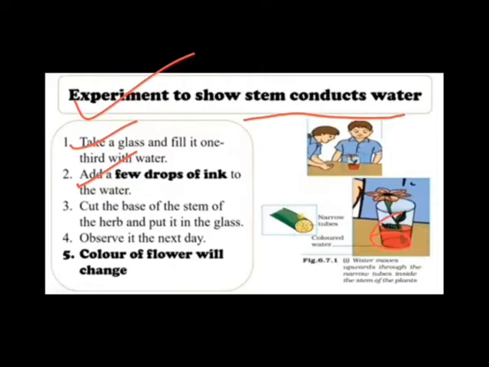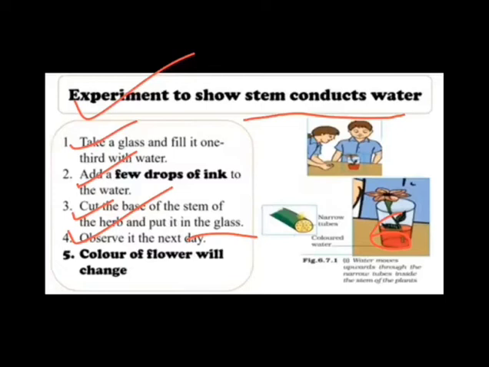After that we have to cut the base of the stem of the herb and put it in the glass, right? We have to leave it for some time and observe it on the next day. So what will we observe? What we observe is that the color of the flower has changed.